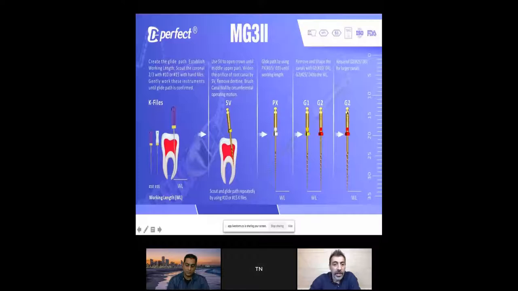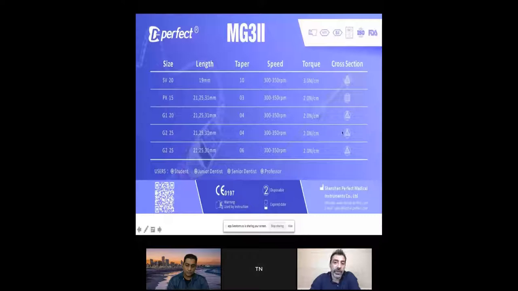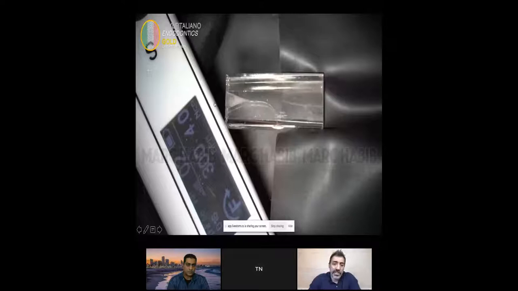And this is again the cards, which are very handy, with the cross section, and as well you can see the recommended torque, the taper, 3%, 4%, 6%, and the available working length. You have it at 21, 25, and 31 millimeters for canines. I wanted to show you this new system on a resin block before moving to a couple of clinical cases.